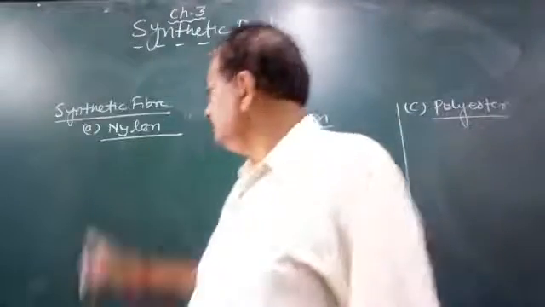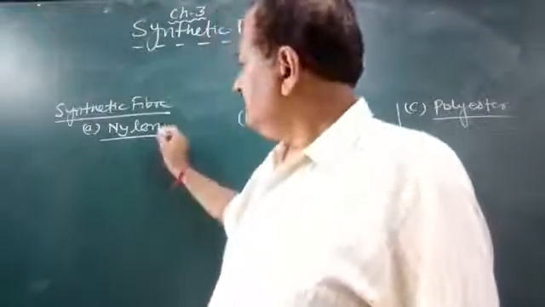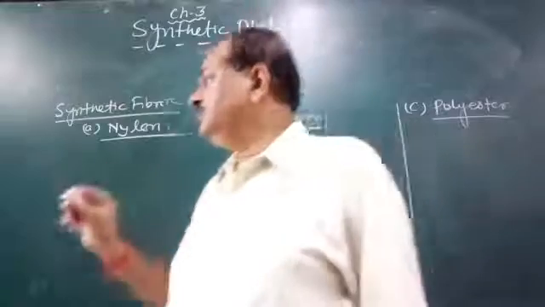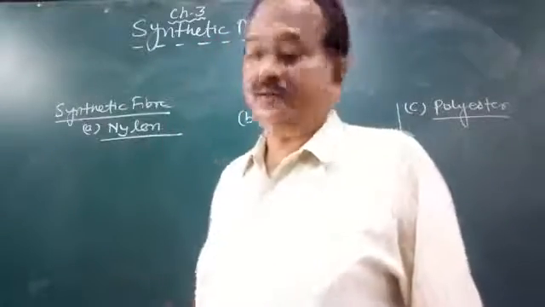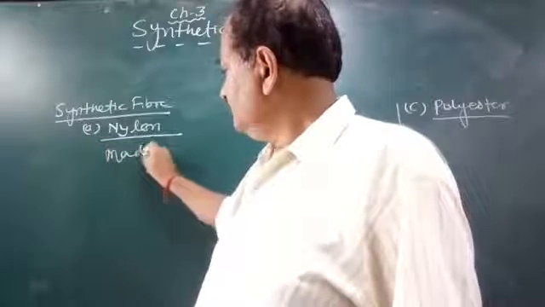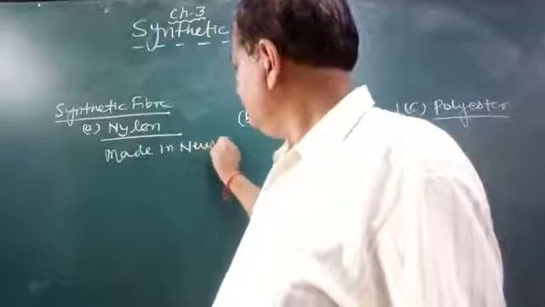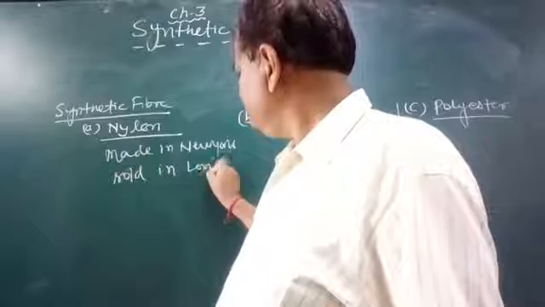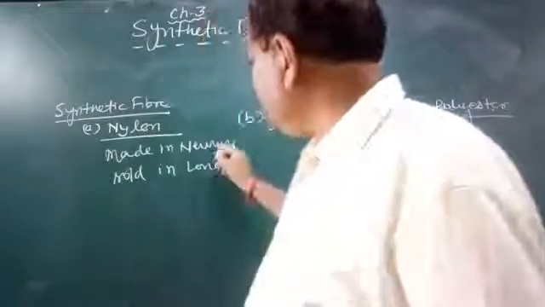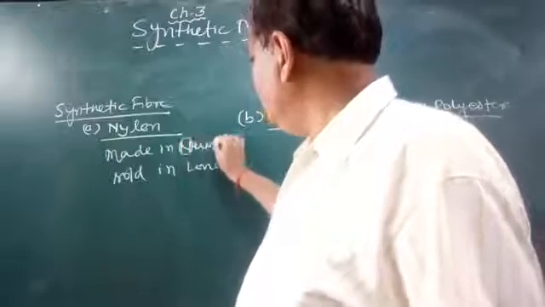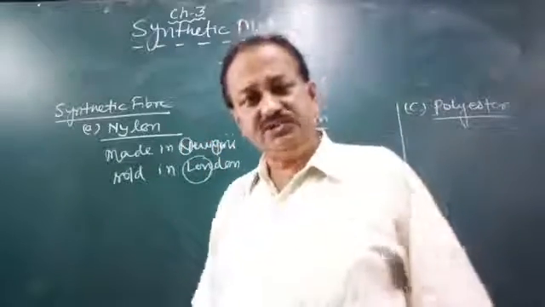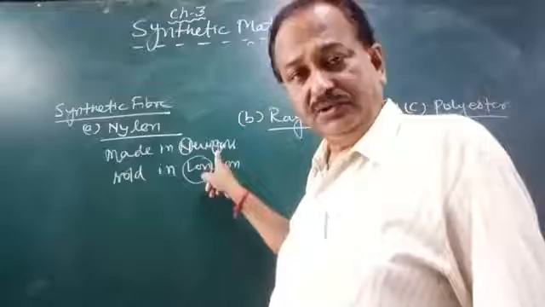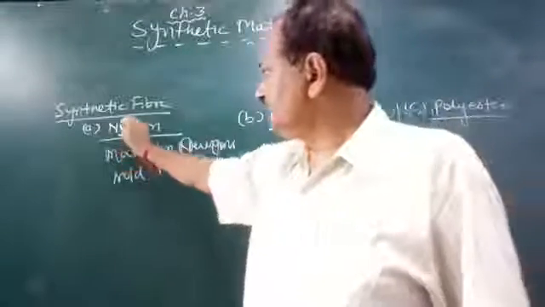Now, first is nylon. Nylon is a synthetic fiber, it is a man-made fiber, and nylon was made in New York and was sold in London. So that's why N and Y was taken and then LON was taken. So this is the historical point. Thus N and Y from New York and LON from London, so NY and LON.